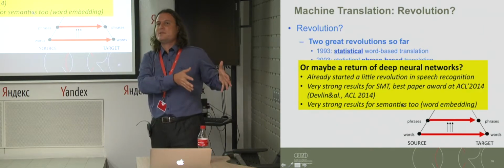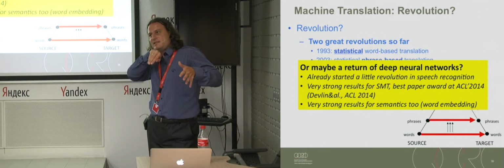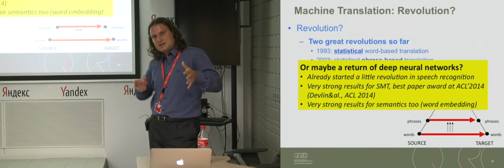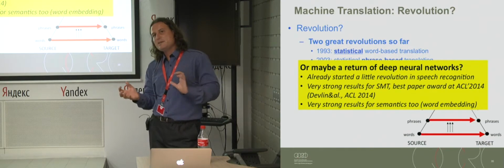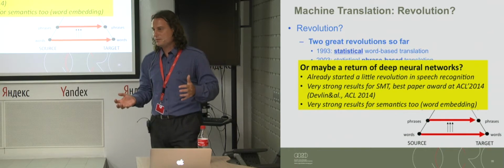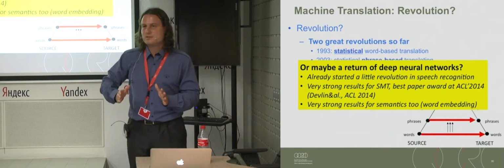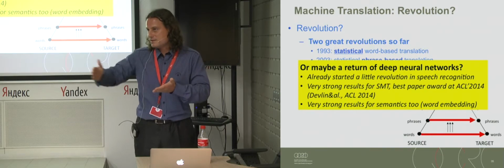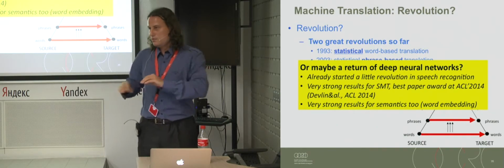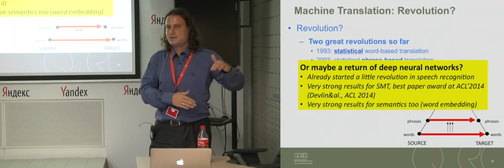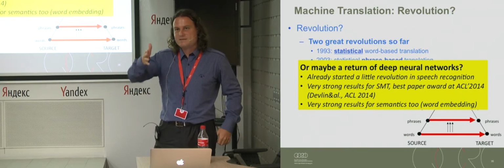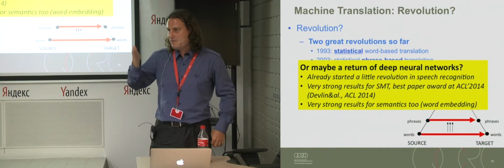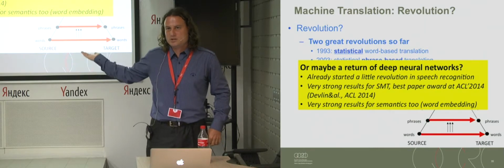That's what I was talking a little bit about, semantics. Maybe this is something that is currently bringing a revolution to machine translation, maybe also to semantics, maybe also to the whole field. But still, those are very, very early results. We need the distance of a couple of years to see whether this is just a couple of papers that make a lot of noise, or this is something that is really going to make everybody change the way that they do research in this particular area.